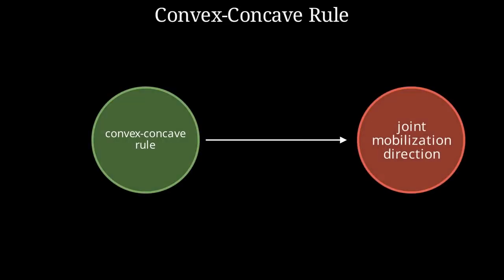The convex-concave rule states that more congruent surfaces favor sliding, while more incongruent surfaces favor rolling. When a concave surface moves on a convex surface, rolling and gliding occur in the same direction. When a convex surface moves on a concave surface, rolling and gliding occur in opposite directions. This rule guides the direction of mobilization techniques.